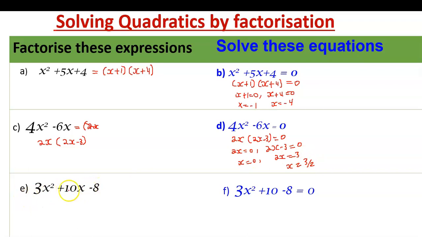Okay, this one is a bit harder. We have learned how to factorize these things. So two numbers. First, we need to times 3 and 8. Still remember, 3 times minus 8 gives you minus 24. Two numbers, when I times them, give me minus 24, and when I add them, give me 10. Think about it. It's plus 12 and minus 2.